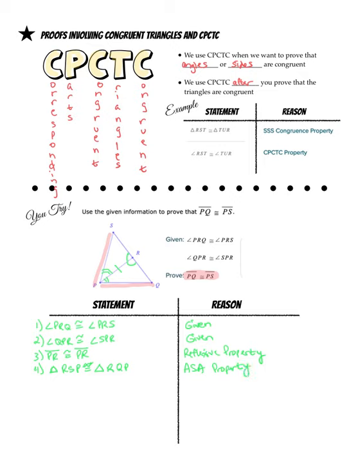But I'm not done. I'm supposed to prove that PQ is congruent to PS. Side PQ is congruent to side PS. I do that by my last step. Now that I know my triangles are congruent, I can say CPCTC. Congruent, corresponding parts of congruent triangles are congruent. PQ corresponds to PS. The triangles are congruent because I proved it. Therefore, the sides are congruent. Alrighty, one more page.